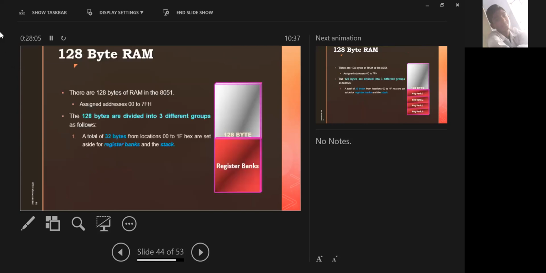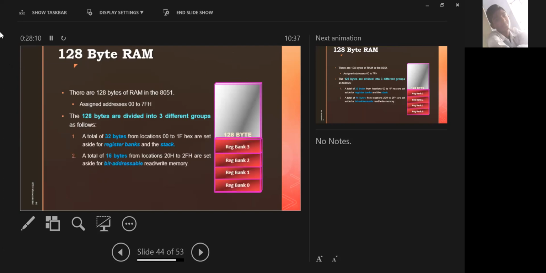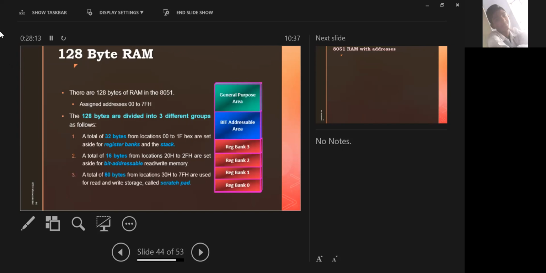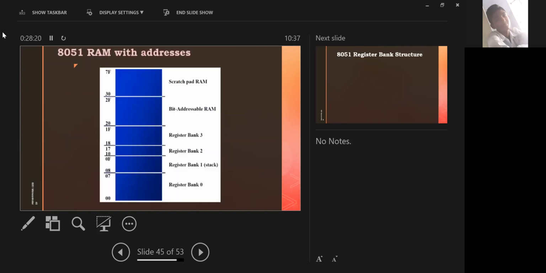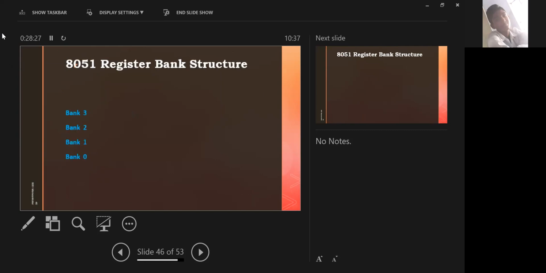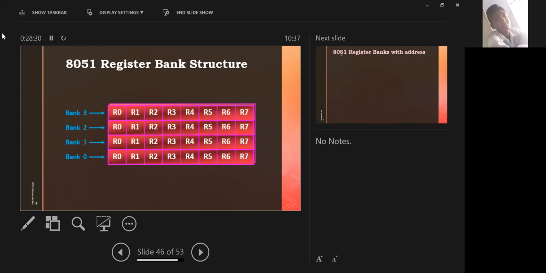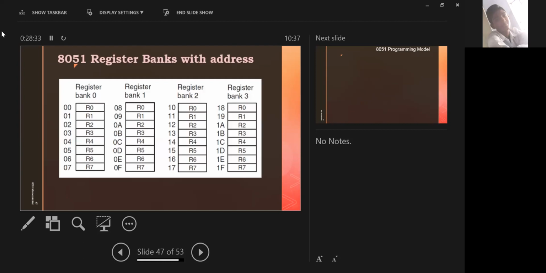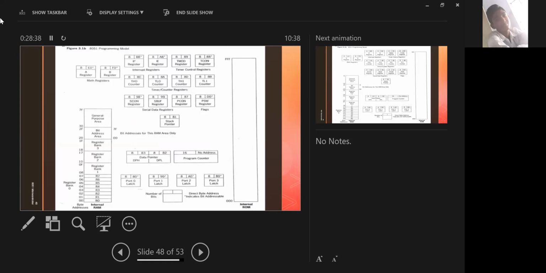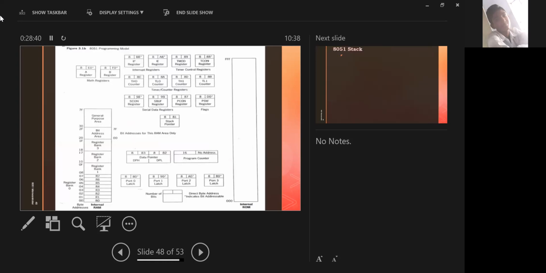And this is RAM, internal RAM, of which 32 bytes are given for the register bank, then the bit addressable area, then scratchpad, the general purpose area where we can read or write data, always use. And this is that structure, these are the address specifications of those registers. And these are the bank structures. Then these are again the bank structures with addresses. And this is the programming model, how you are going to write a program.